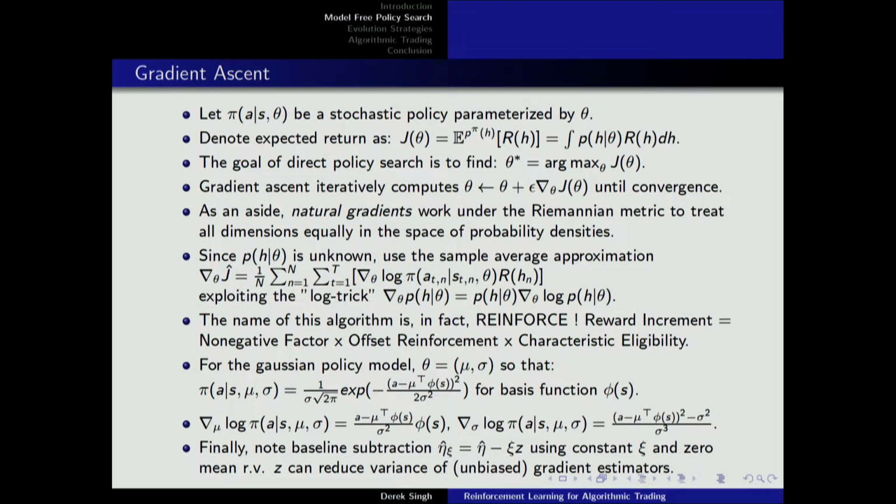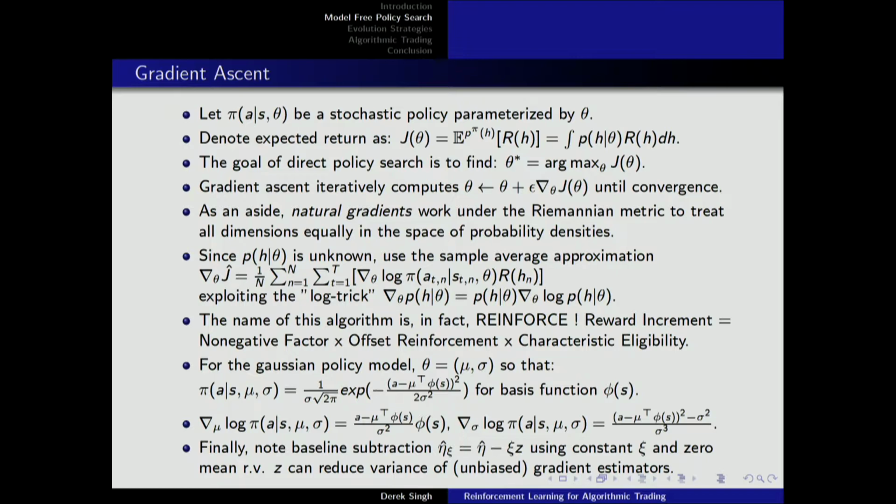So this algorithm has a name. It's called REINFORCE, and you will see this name referenced in the literature. For the Gaussian policy model, theta has just two parameters, mean and variance. And so you express pi in terms of these two parameters, and you take these gradients.